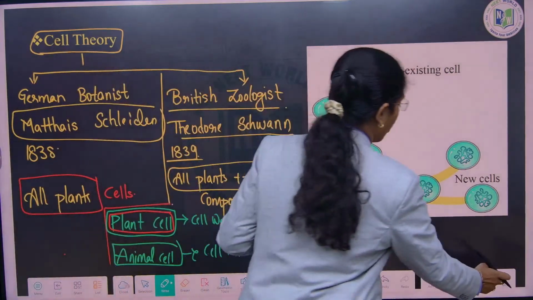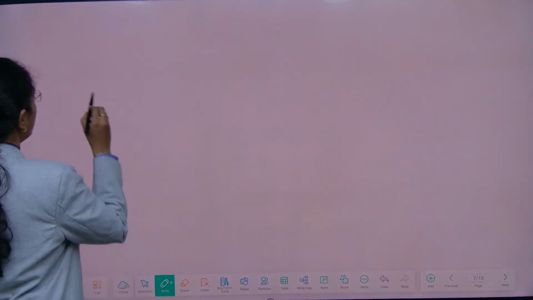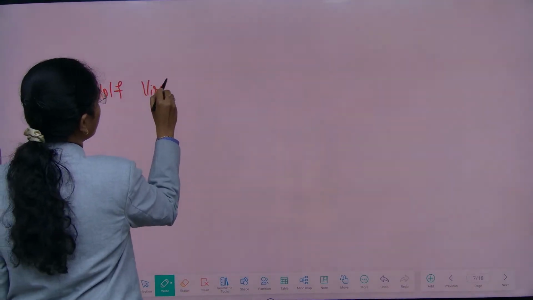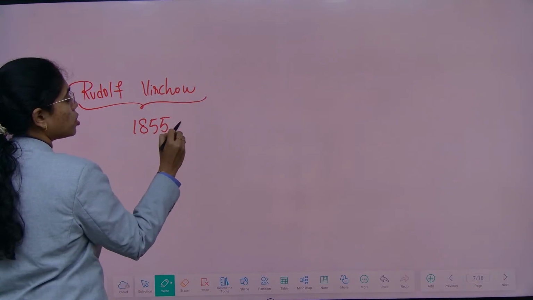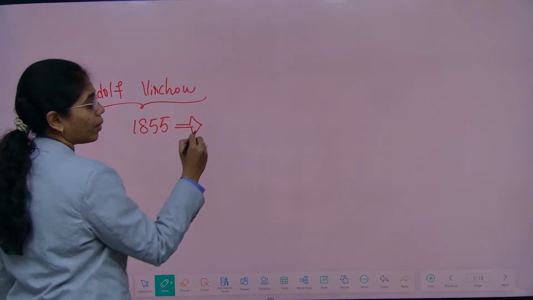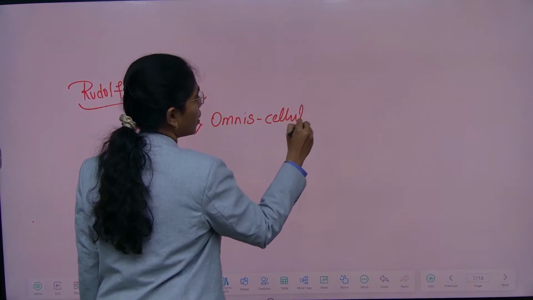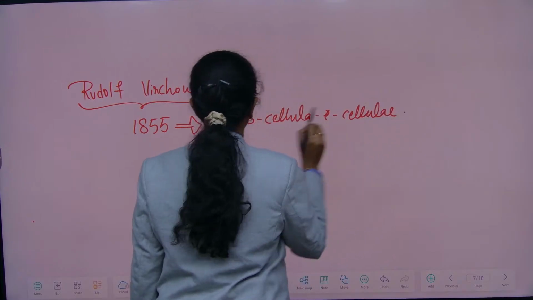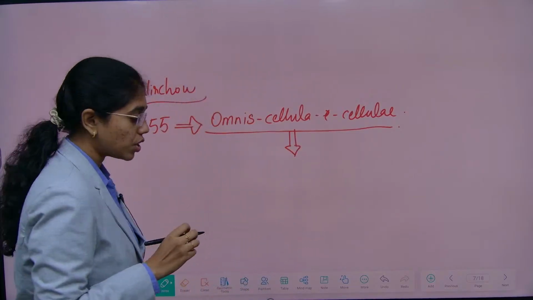How new cells are formed is proposed by the scientist Rudolf Virchow. Rudolf Virchow in the year 1855 proposed the concept of omnis cellula e cellula. Okay, which says that new cells are formed from pre-existing cells.